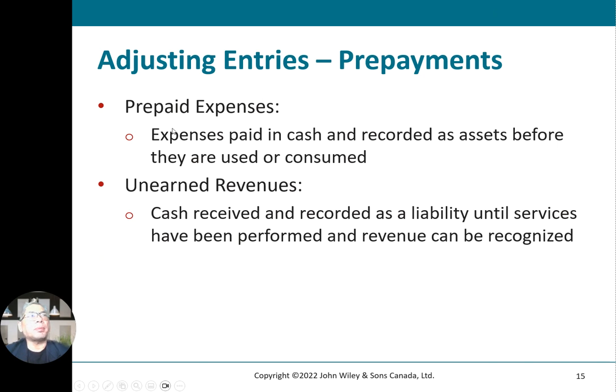Adjusting entry prepayment: prepaid expense is expense paid in cash and recorded as an asset before it is used or consumed. Okay. What is unearned revenue? Cash received recorded as a liability until services have been performed and revenue can be recognized. For example, I receive an order, let's say, of samosa from Bimo, 5,000 samosa. I have received the payment, but I have not delivered the product. That's a good example.